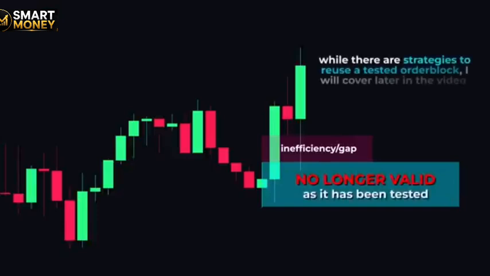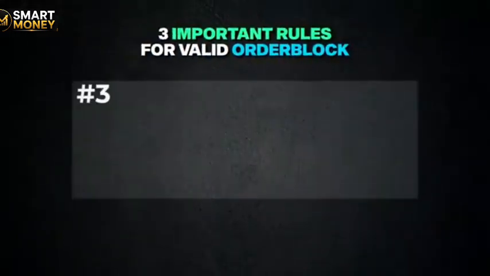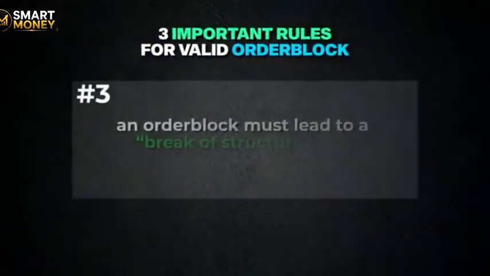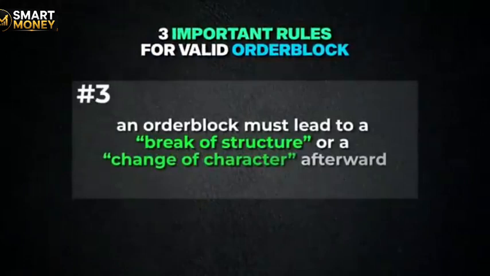While there are strategies to reuse a tested order block, I'll cover that later in the video. But for now, just remember that an order block is generally a one-time use. Rule number 3. The most important rule is that an order block must lead to a break of structure or a change of character afterward.